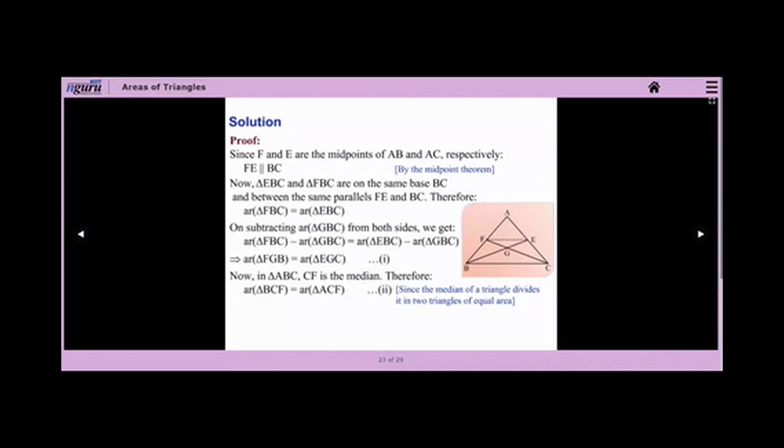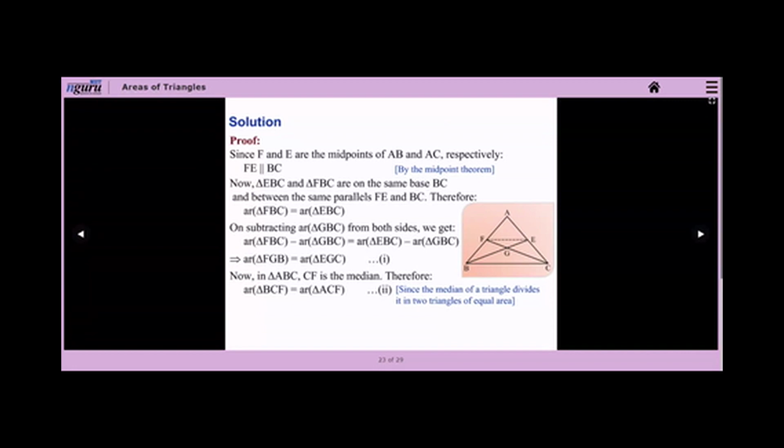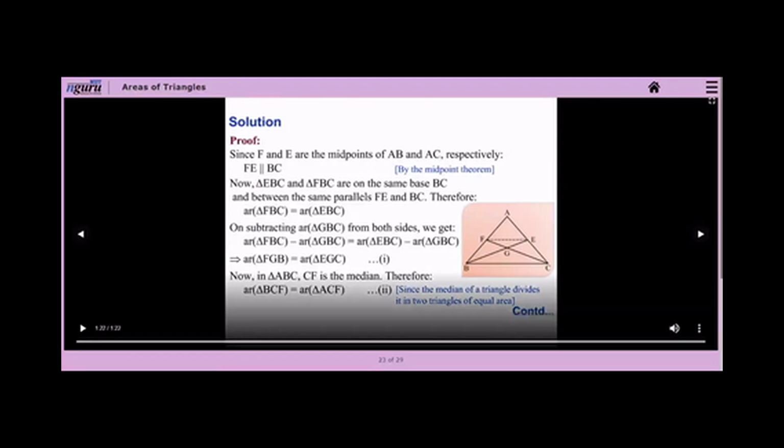Now in the triangle ABC, CF is the median. Therefore, the area of the triangle BCF is equal to the area of the triangle ACF because the median of a triangle divides it into two triangles of equal area. Denote this as equation 2. Did you understand this? Yes, ma'am. So, area of FGB equal to EGC, BCF equal to ACF. Correct?